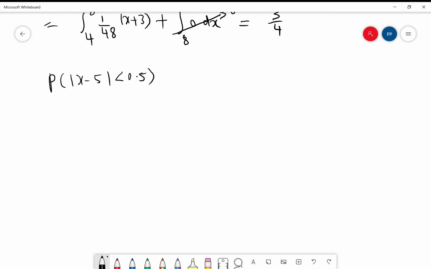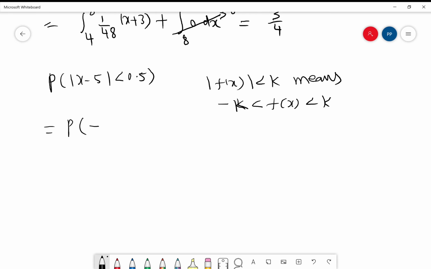Okay. Now, here you are given modulus. Modulus means mod of some function in x less than k, means it is the interval minus k less than f of x less than k. Therefore, using that, we can write this thing as p of minus 0.5 less than x minus 5 less than 0.5.